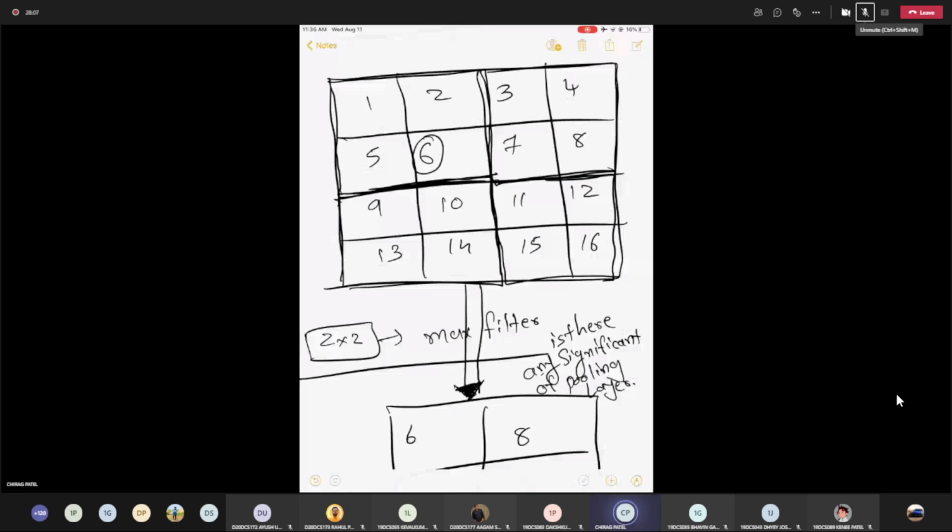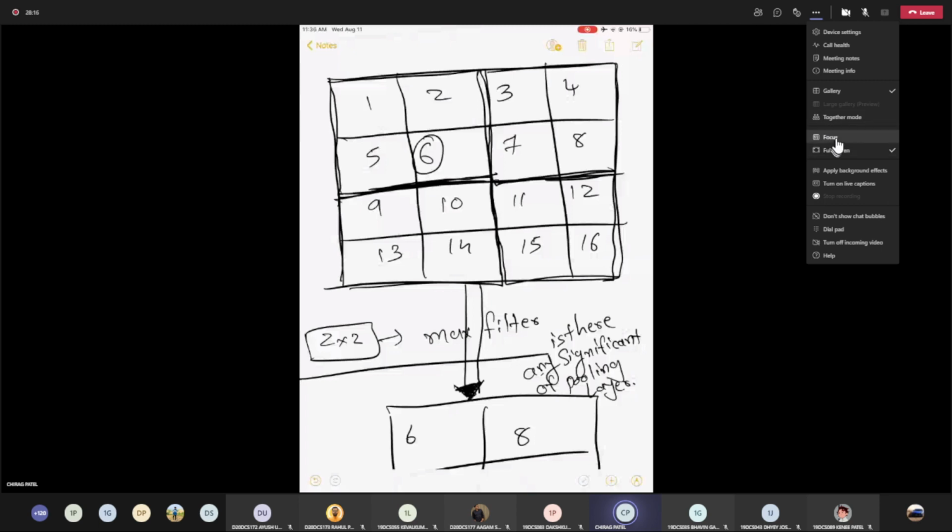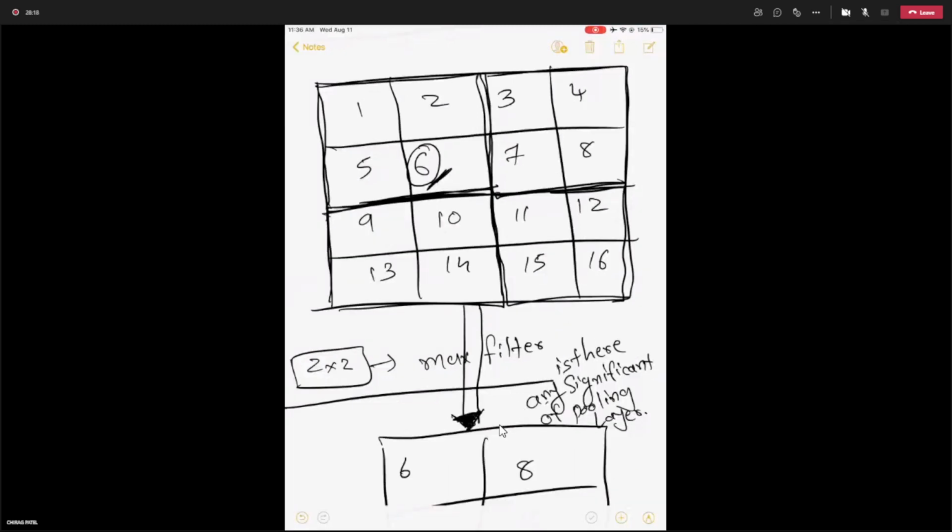If we are talking about the 6, just wait a second, the screen is not updating. Okay, now it's updated. This 6 has the highest value in this 2 cross 2 matrix, right? The rest of the 3 elements have lesser value, meaning lesser information. The 6 is the highest information in this 2 cross 2 matrix. Similarly, over here is 8, over here is 14, over here is 16.